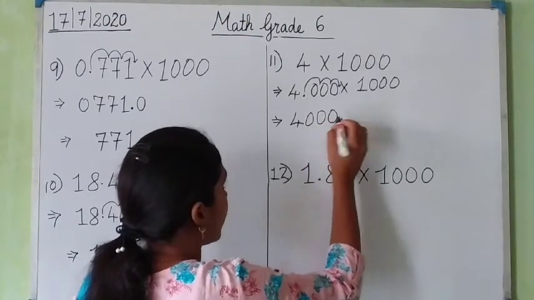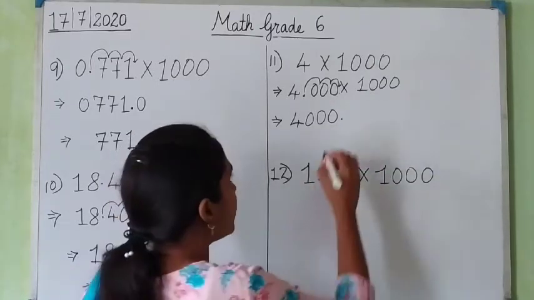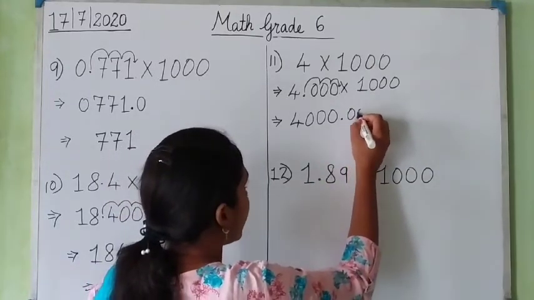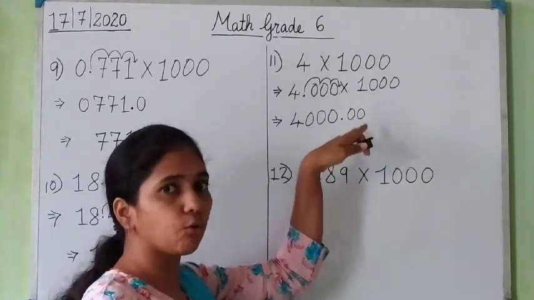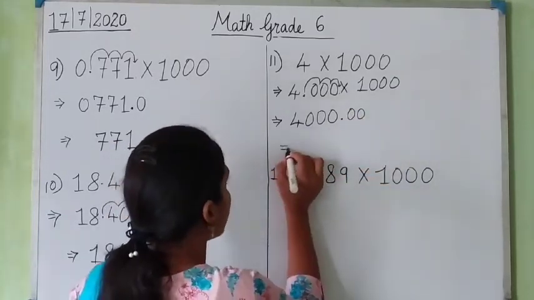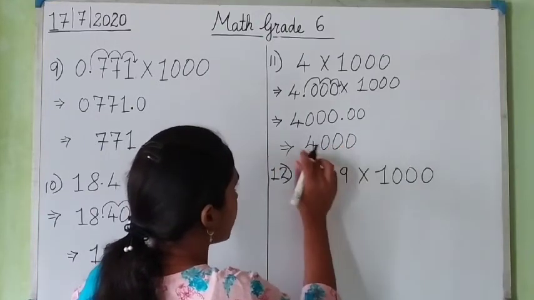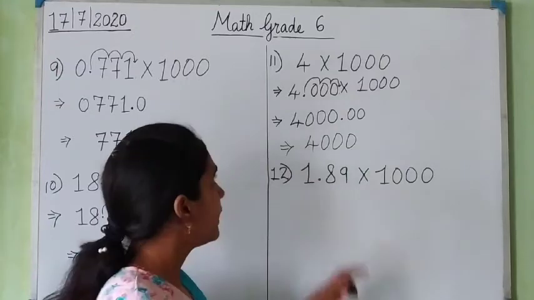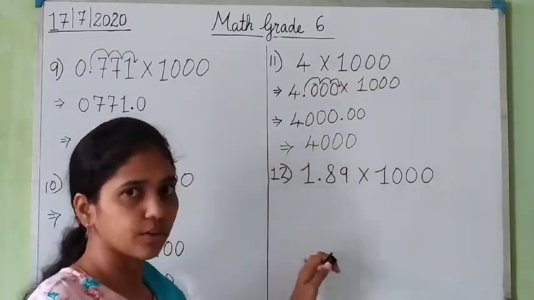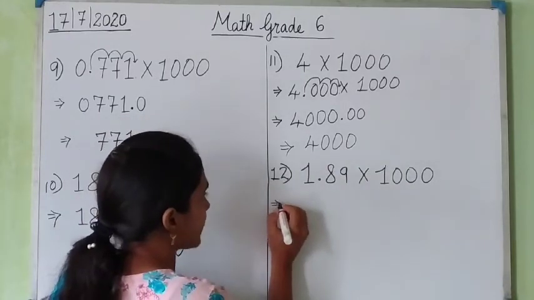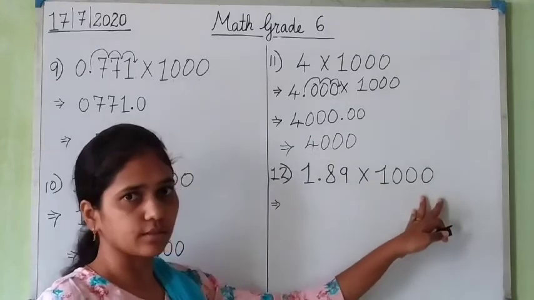So this becomes 4000 point. And if we want to put the decimal point, we can write 4000.00, but this makes no sense. It is okay if we don't write it. So this becomes 4000. That means 4 multiplied by 1000 is 4000.